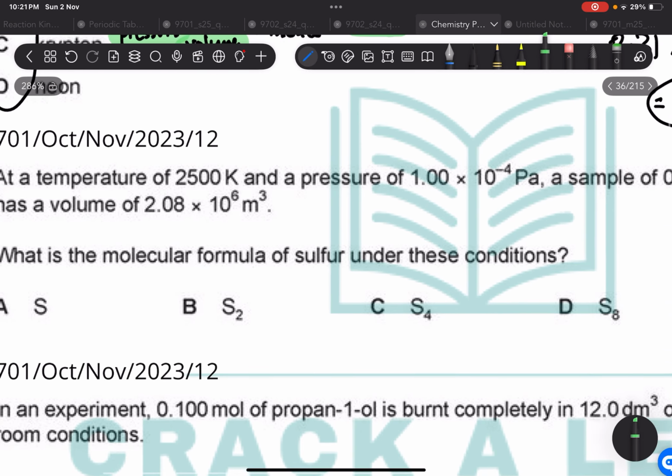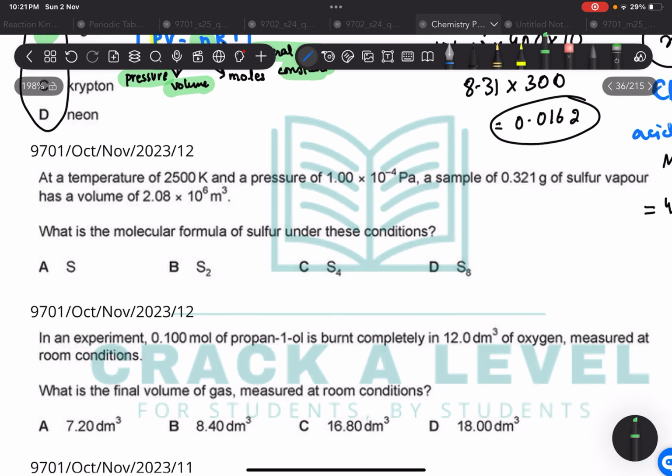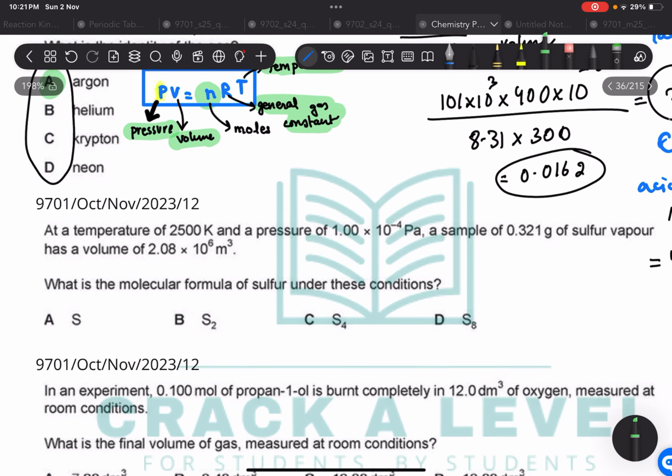Argon. The next question says that at temperature 2500 Kelvin and pressure 101 into 10 raised to power negative 4 pascals, a sample of this many grams. Now you're going to see repetition. You're going to observe for yourself how repetitive these questions are, because the examiner doesn't have a lot of content to ask you from, so he's going to repeat the questions. This amount of sulfur vapor has a volume of this. What is the molecular formula of sulfur under these conditions?